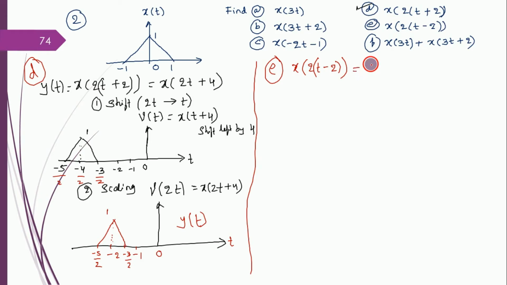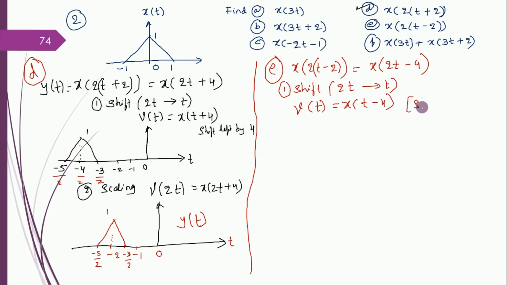Please cross check with the answer that you have already done, hoping that you have done it. This is x of 2t minus 4, 2 into 2. There is a negative sign, minus 4. So first operation that we are supposed to perform is shift operation, wherein 2t should be replaced with t, and we call that particular signal as v of t, which is nothing but x of t minus 4. The meaning is shift right by 4 times. That's it.